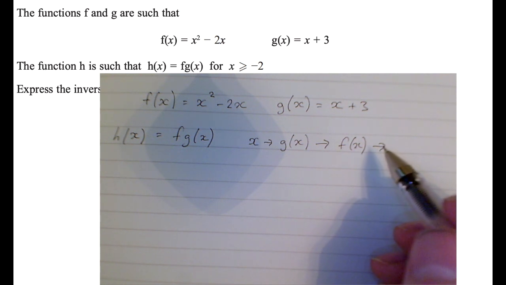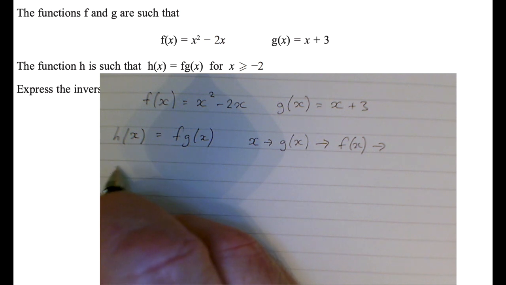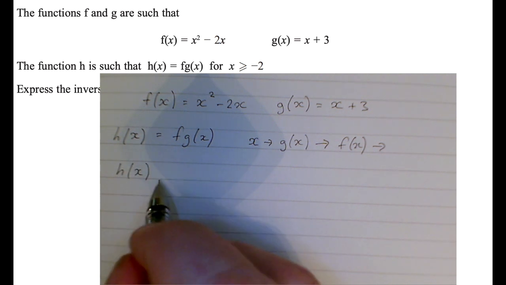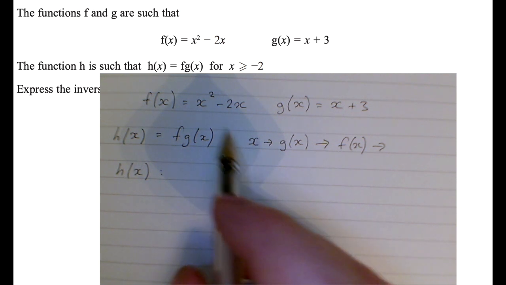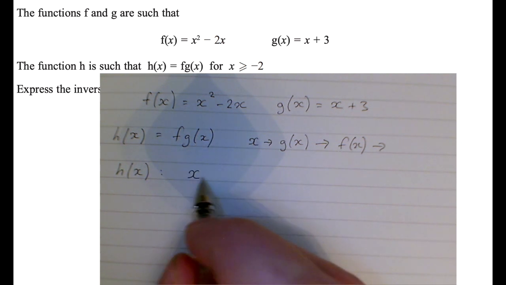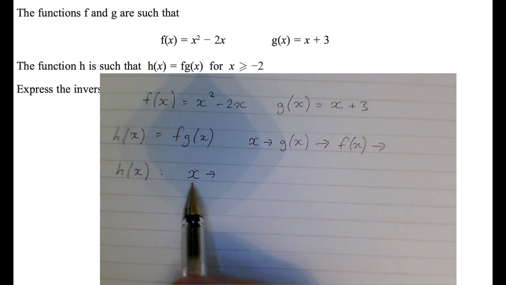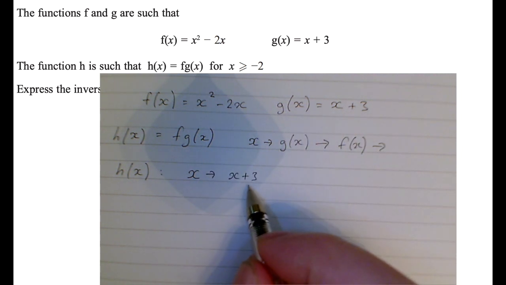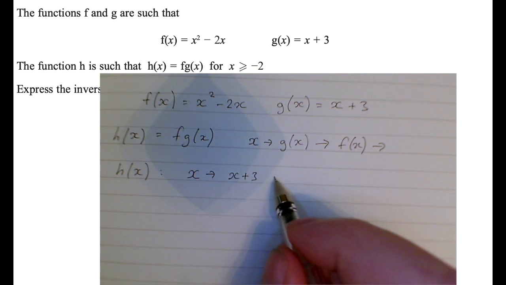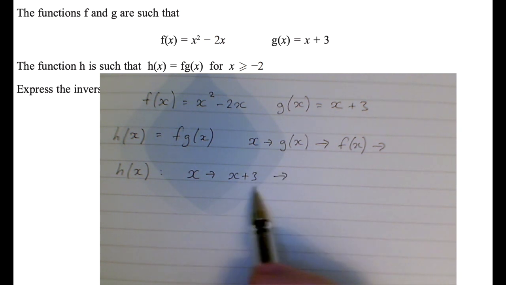Okay, so we're going to stick an x into the h machine, and the first thing is it's going to g it. So if we g an x, what happens? You put an x into g and what pops out? x plus 3. That's what's going to happen when you put an x into a g machine. It adds 3 to it. The next thing we're going to do is stick x plus 3 into the f machine. And what does the f machine do?